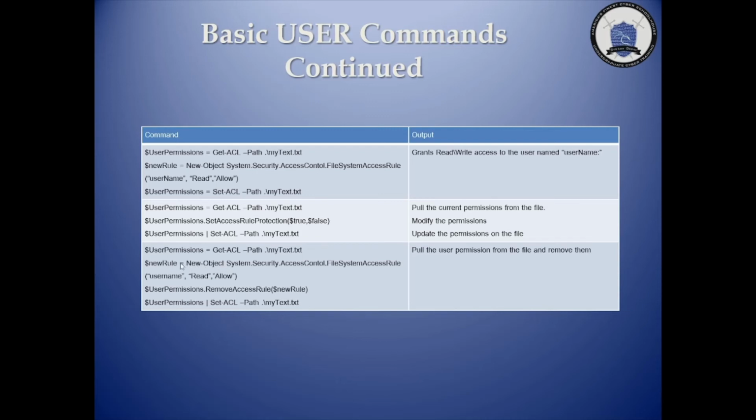And then lastly here, again user permissions, we're creating a new rule with the read and allow, and then removing access rule, we're removing the new rule there. As we can see up here, we've got new rule, new object, system security access control, file system access rule. So the output of this would be that we'd pull the user permission from the file and remove them, essentially taking the access away from them.